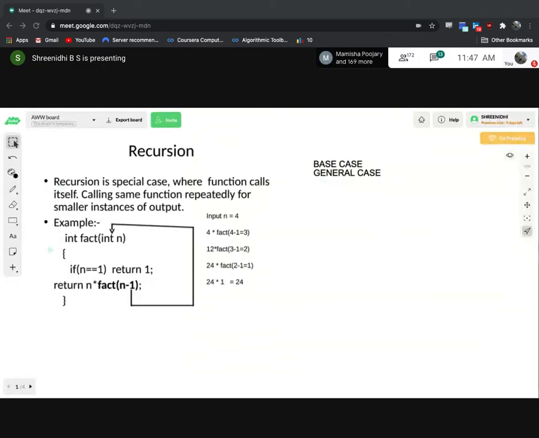So this is a simple example of recursion for factorial. The base case will be n is equal to 1. If it is true, return 1, else return n into factorial of n minus 1.